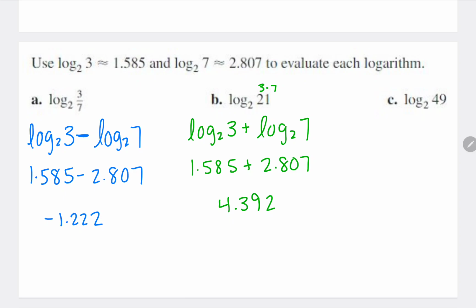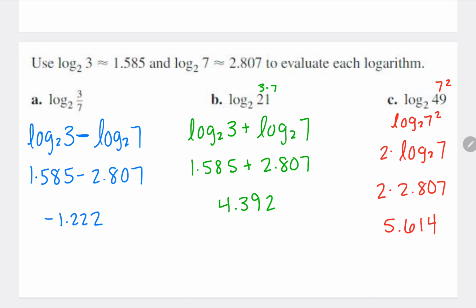And then last example, 49, we can do two different ways. I could write 49 using 7 times 7, or the product property, or I could write 49 as 7 squared, or the power property. The power property says that I can rewrite log base 2 of 7 squared as 2 times log base 2 of 7. So 2 times log base 2 of 7 is 5.614.